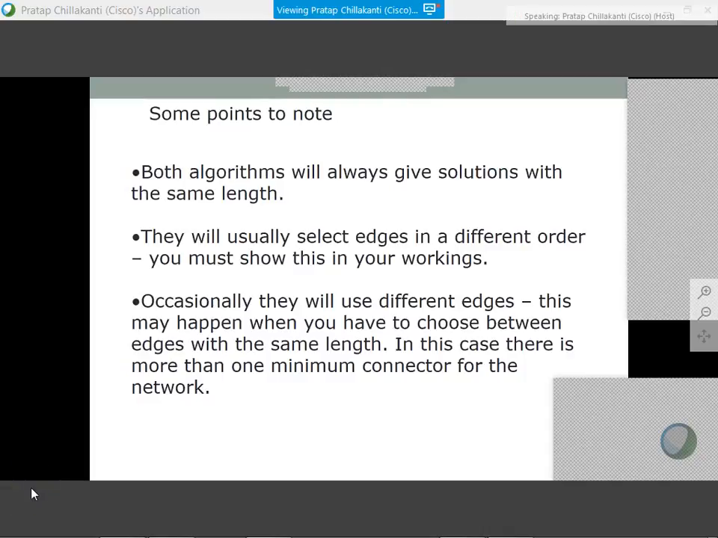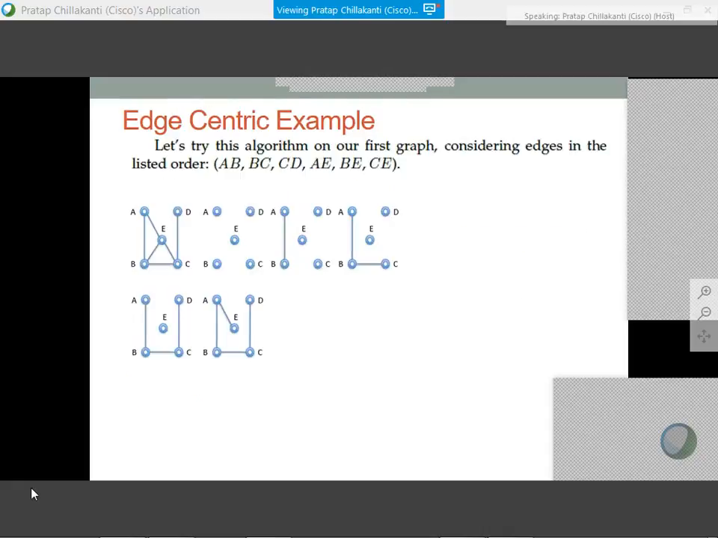Use different edges because you have to choose edges of the same length. Randomly, you pick one of them. Okay. The minimum spanning tree, the length, the value is the same, but the spanning tree itself could be different. Okay.